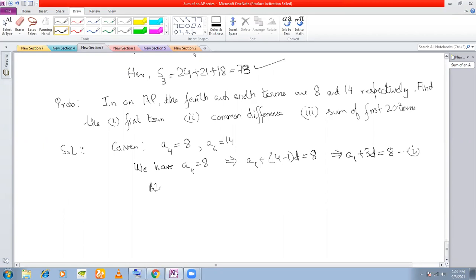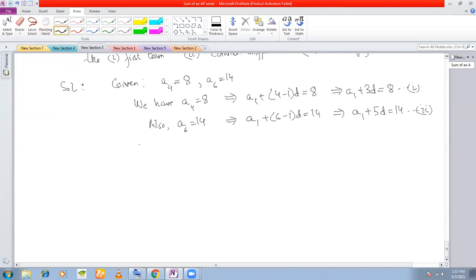Also, A6 is equal to 14. That means A1 plus 6 minus 1 into D is equal to 14. A1 plus 5D is equal to 14. This is the second equation. You solve these two equations, solve for A1 and D simultaneously to get the first term and the common difference. So solve it by elimination method.